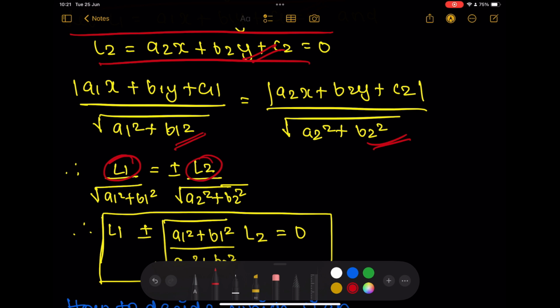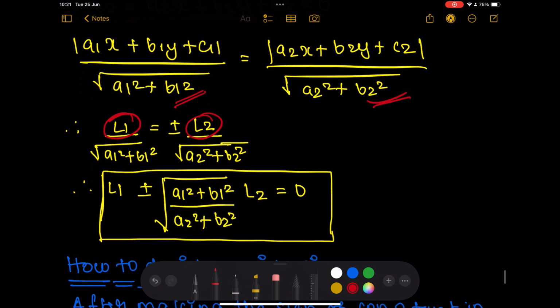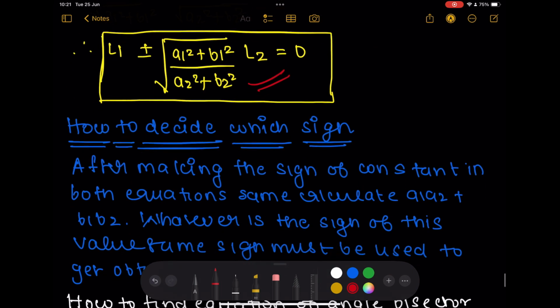L1 by root of a1 square plus b1 square will be equal to plus or minus L2 by root of a2 square plus b2 square, right? And when you cross multiply, it will be L1 plus or minus under root of a1 square plus b1 square by a2 square plus b2 square, times L2, equal to 0, right? This will be the equation of the angle bisector.